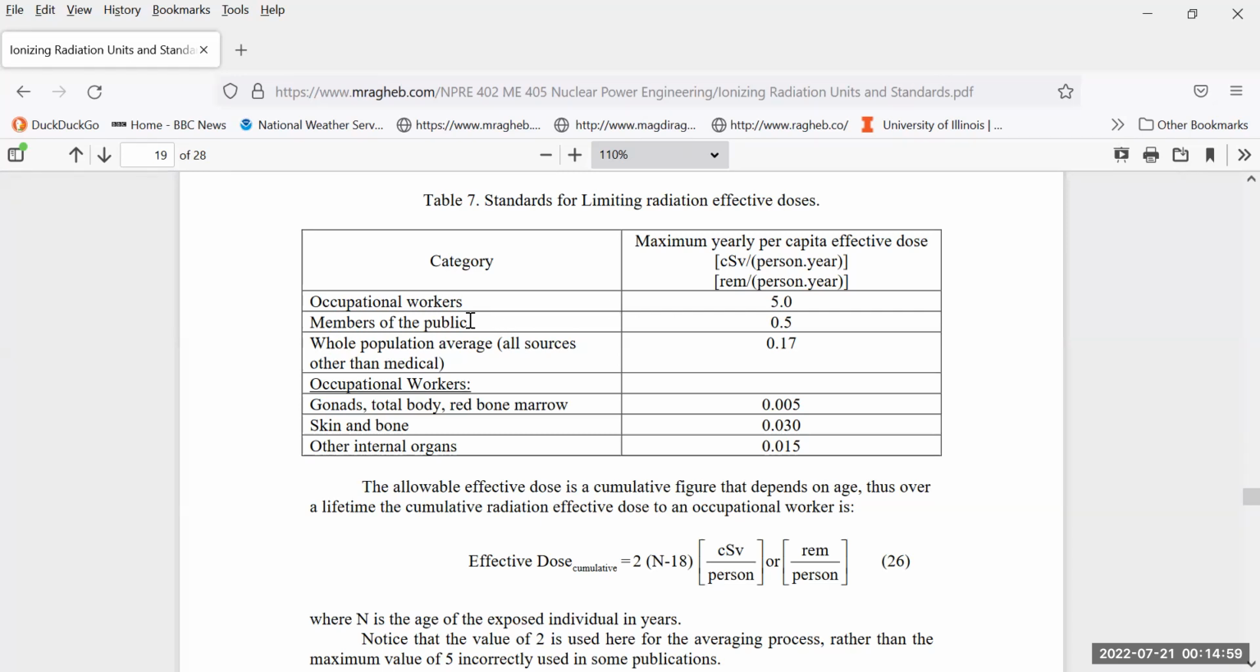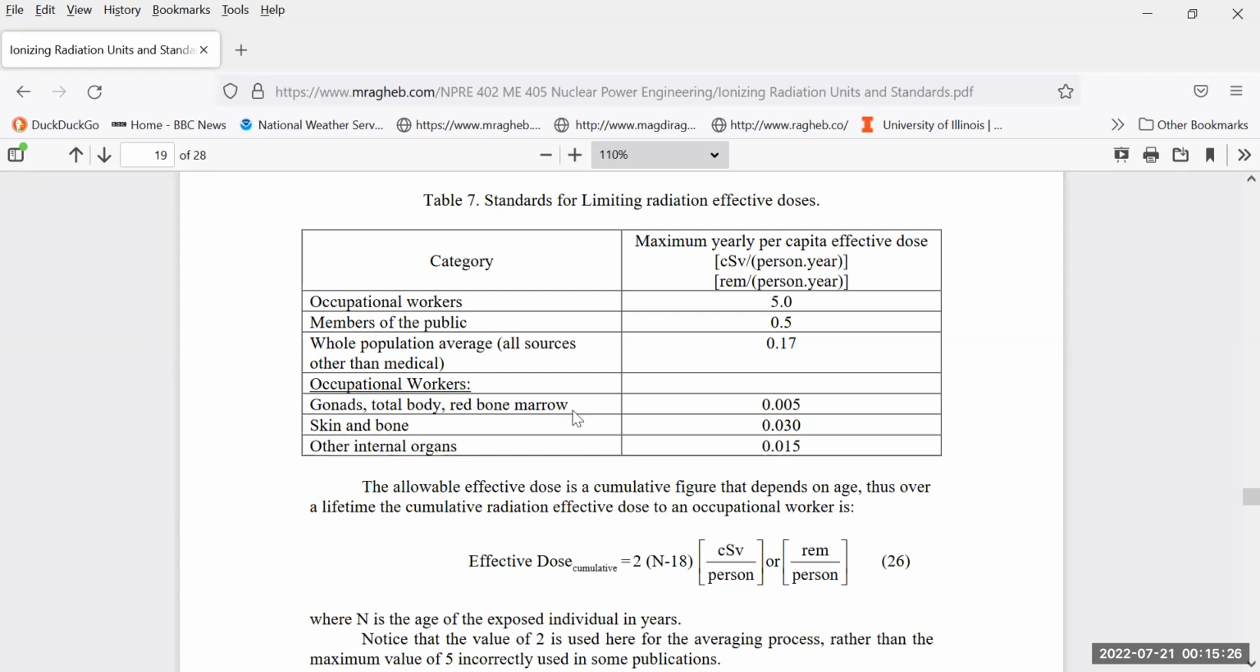Members of the public are not allowed to get more than 1/10 of what the occupational workers are getting. So the 5 becomes 0.5, and the whole population on average, from all sources other than medical exposure, should not exceed 0.17 rem, which is what we get from the combination of the natural radiation environment and the medical sources.